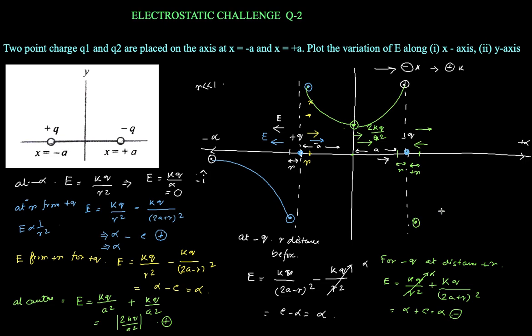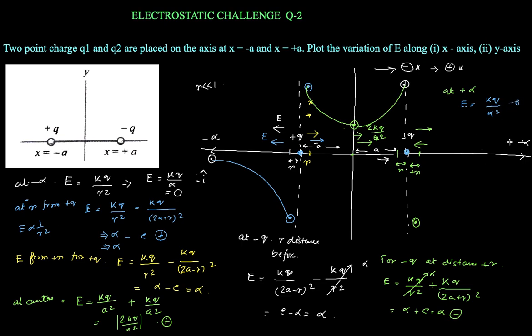Okay. Now at plus infinite, again we can calculate at infinite. It is simple. E is equal to nothing but kq by infinite square, that is nothing but 0.